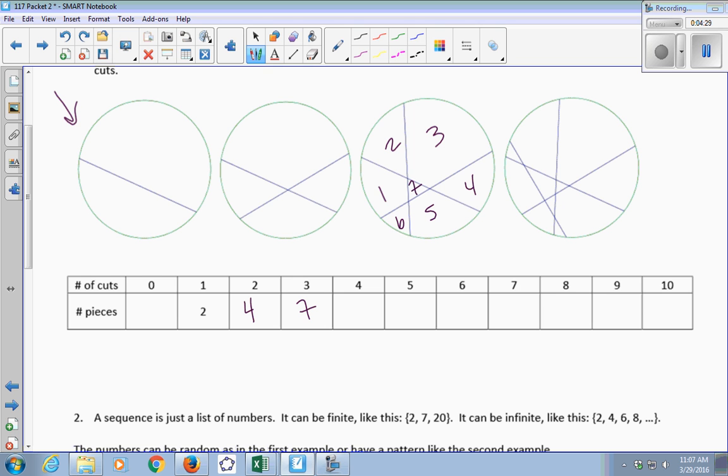How many pieces if I make 0 cuts? 1, there's just 1 big cake, 1 piece. 1 hungry person. Okay, so then if I make 4 cuts, I'll have 1, 2, 3, 4, 5, 6, 7, 8, 9, 10, 11 pieces, right?